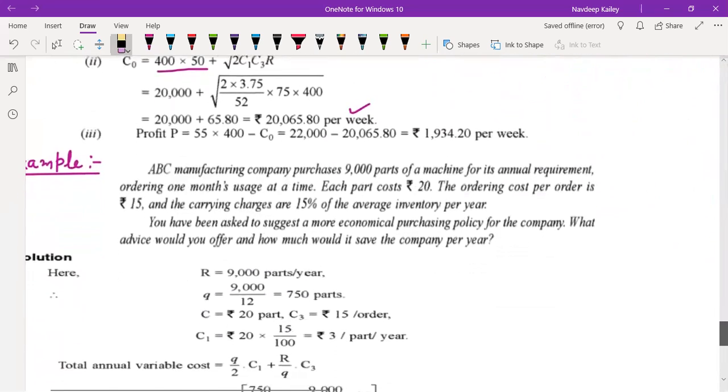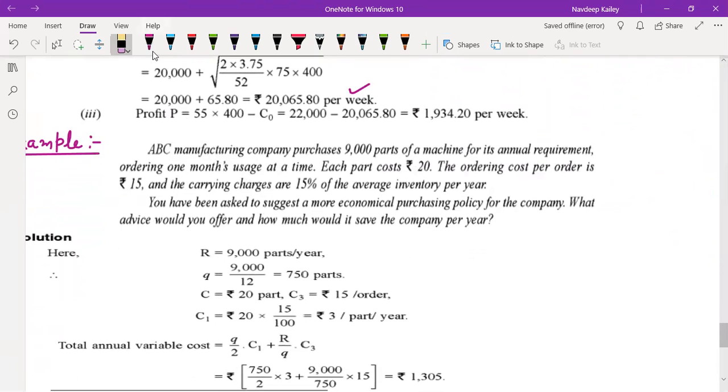The next example is: ABC Manufacturing Company purchases 9,000 parts of a machine for its annual requirement, ordering one month's uses at a time. Each part costs rupees 20. The ordering cost per order is rupees 15 and the carrying charges are 15% of the average inventory per year. You have been asked to suggest a more economical purchasing policy for the company. What advice would you offer and how much would it save the company per year?